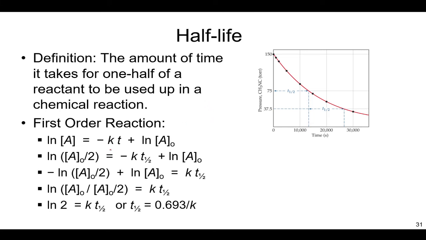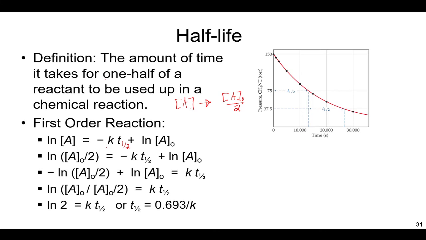And the way this is derived is this 1/2 of reactant means you plug in for A, A initial divided by 2. If there's 100 moles per liter, then when 1/2 of it is used up is 100 over 2, or 50 moles per liter. So that's what we're putting in for our concentration of A right here. The time we're going to call the half-life time.